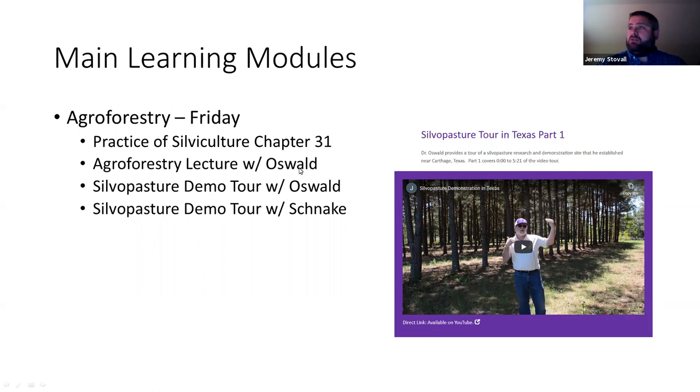Then Dr. Oswald gives you a good lecture on agroforestry from his range management class, where it starts broad on agroforestry, but then really focuses you in on silvopasture as one application of agroforestry. Then you can see him here. He tours you a stand near Carthage where he's established a research and demo site. We'll normally go to that during field station.